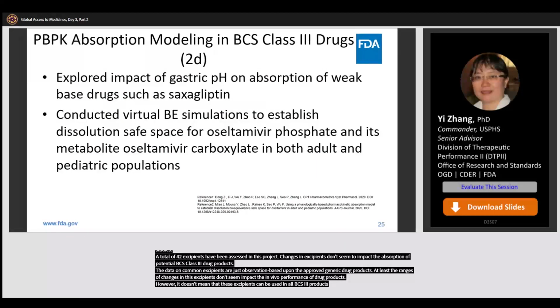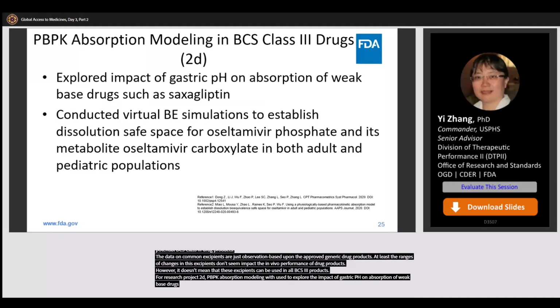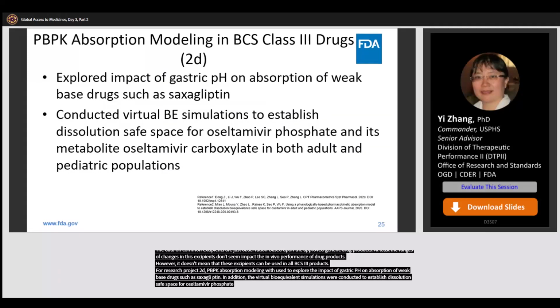For Research Project 2D, PBPK absorption modeling is used to explore the impact of gastric pH on absorption of weak base drugs such as saxagliptin. In addition, virtual bioequivalence simulations were conducted to establish the dissolution safe space for oseltamivir phosphate and its metabolite, oseltamivir carboxylate, in both adult and pediatric populations.